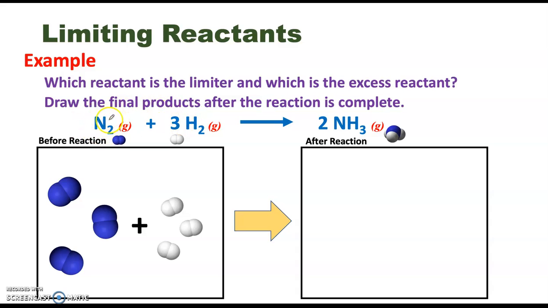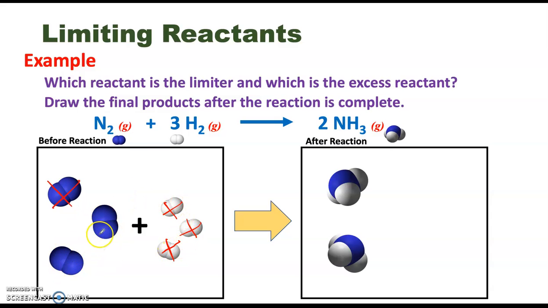So for every one of these, 3 of these react. And then when that happens, 2 of these are formed. So for every one of these that I cross out, I have to cross out 3 of these. And when one of these and 3 of these disappear, it makes 2 of these things. Now, at this point, all of my hydrogen is gone, so the reaction is over. It's done. We can't form any more NH3 because there's no more hydrogens. So at this point, we'd say hydrogen is the limiting reactant because it has run out.